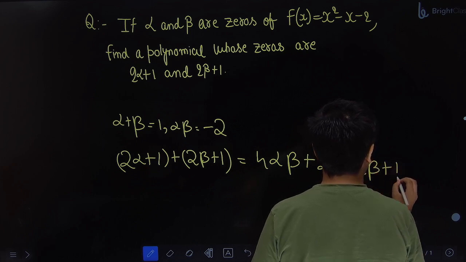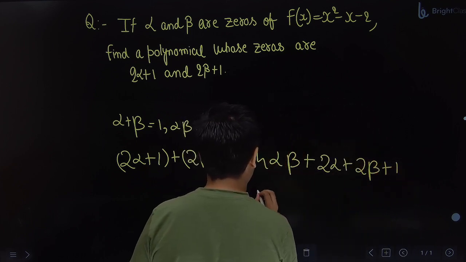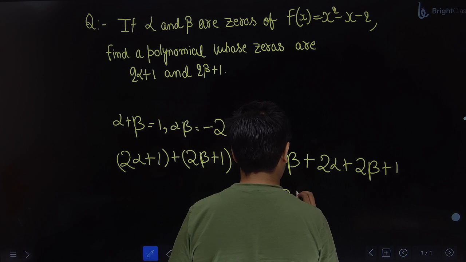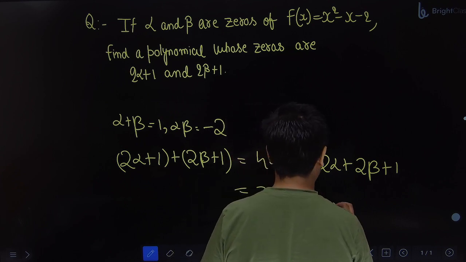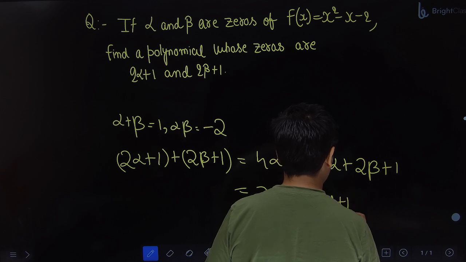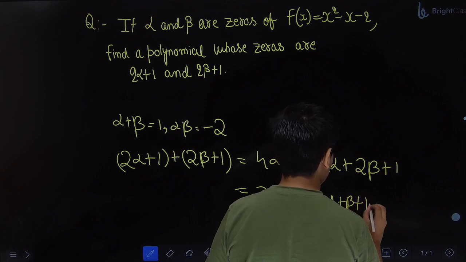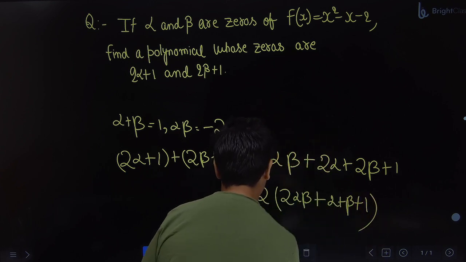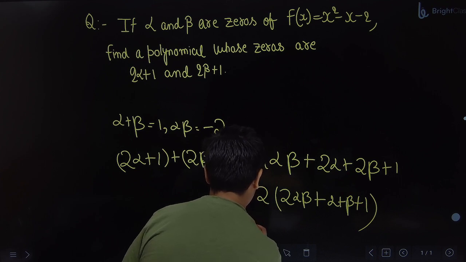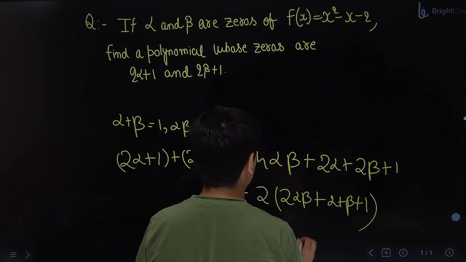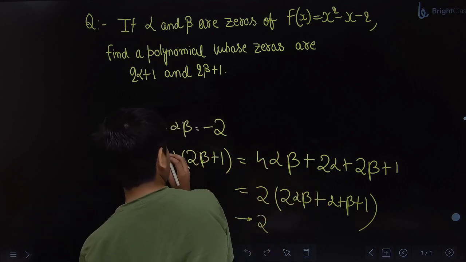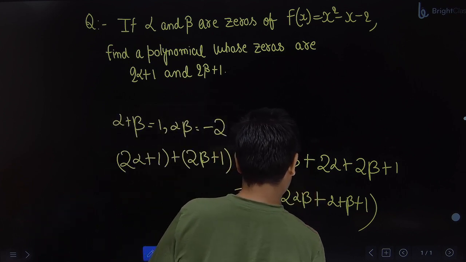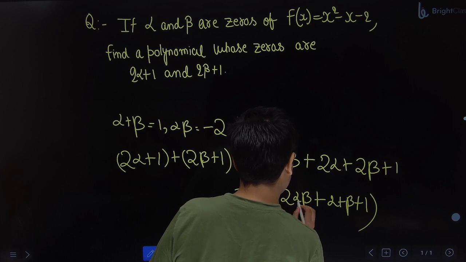You can take 2 common. So 2 times of alpha plus beta plus 2 plus 2. The plus 2 will be outside the bracket. Okay. Now what is alpha plus beta? You already have. Substitute. What is sum of roots? 4. Got it? Now for product, multiply both.